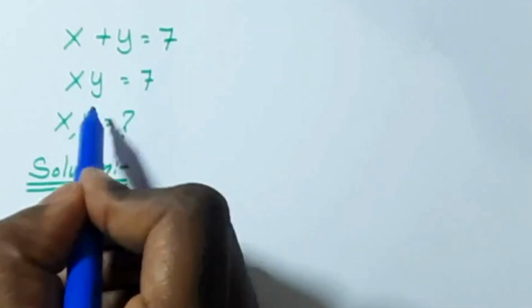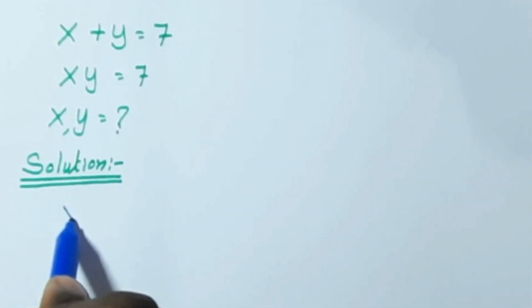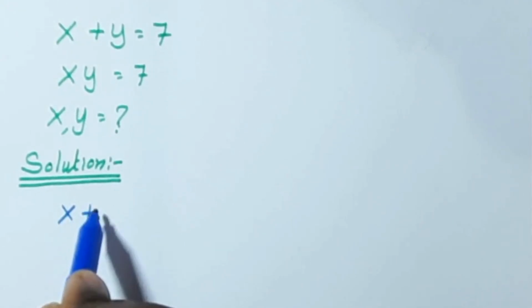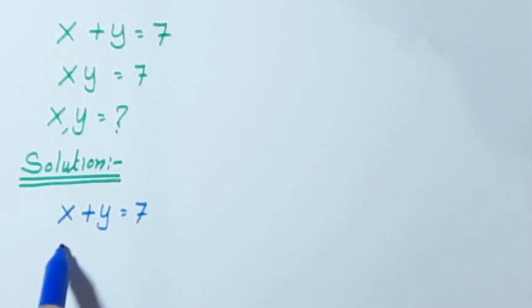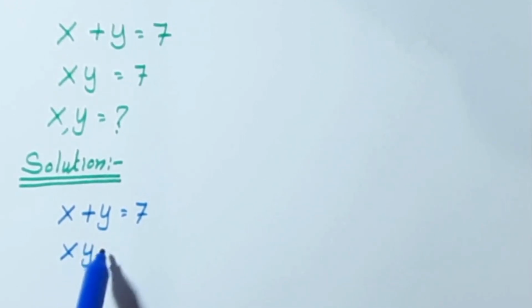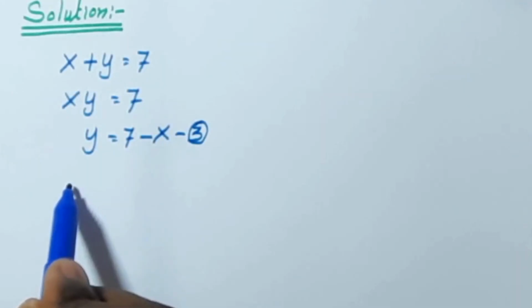Today we are going to solve this equation to find x and y. Solution: x plus y equals 7, xy equals 7. From the first equation we are going to find a third equation, y equals 7 minus x. This is equation 3. In equation 2 we are going to apply equation 3.